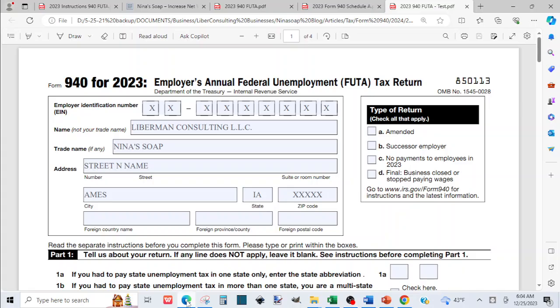Hello, how to complete Form 940 for 2023 Employer Annual Federal Unemployment Tax Return.